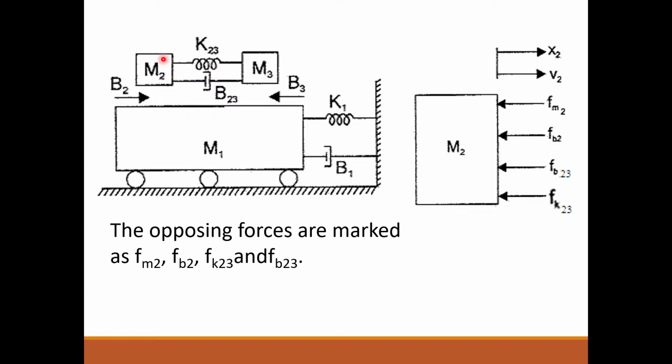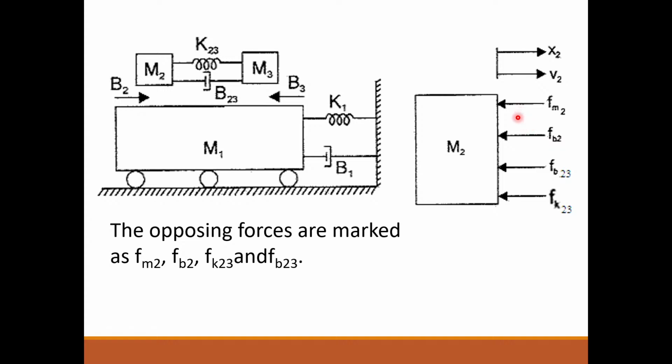So if we observe at M2, is there any applied force? There is no applied force here. And they didn't even mention the displacement or velocity at mass M2. So we will assume displacement at M2 as x2 and velocity at mass M2 as v2. So applied force is not there. So what are the opposing forces? Opposing forces are force due to mass M2, force due to friction B2, force due to friction B23, and force due to the elastic element K23. So 1, 2, 3, and 4. Total 4 opposing forces are there at mass M2.